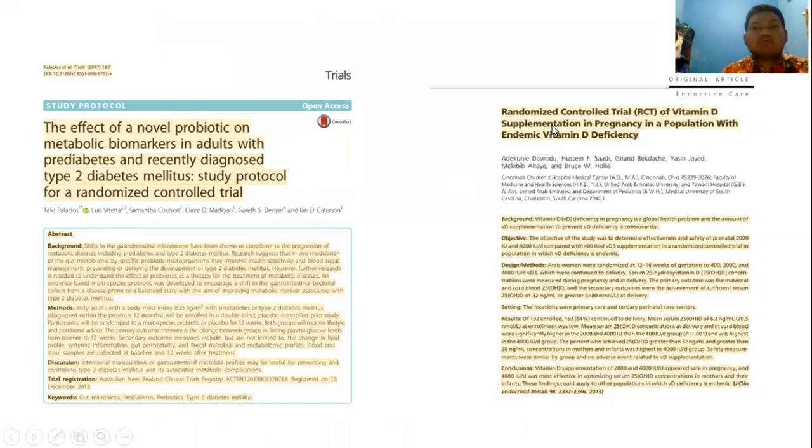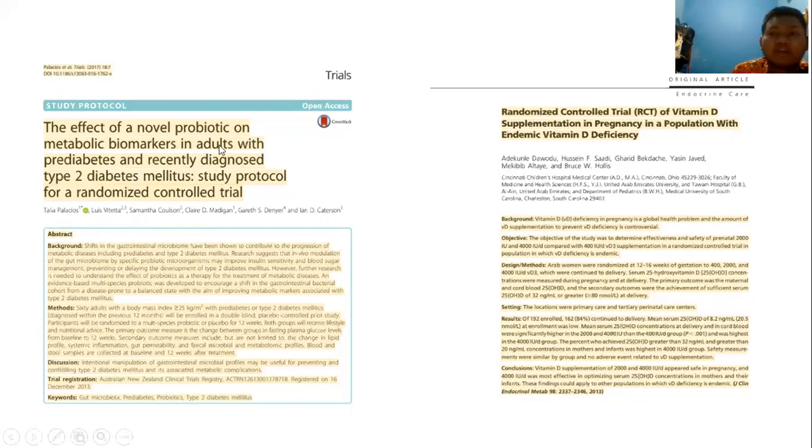So what next we must know is which journal we can use to identify. So I have two journals that we can compare. They are so similar. They are both about a randomized controlled trial, but have a differentiation. The first journal on the left side is about the effect of a novel probiotic on metabolic biomarkers in adults with prediabetes and recently diagnosed type 2 diabetes mellitus. And the right one is about vitamin D supplementation in pregnancy in a population with endemic vitamin D deficiency.